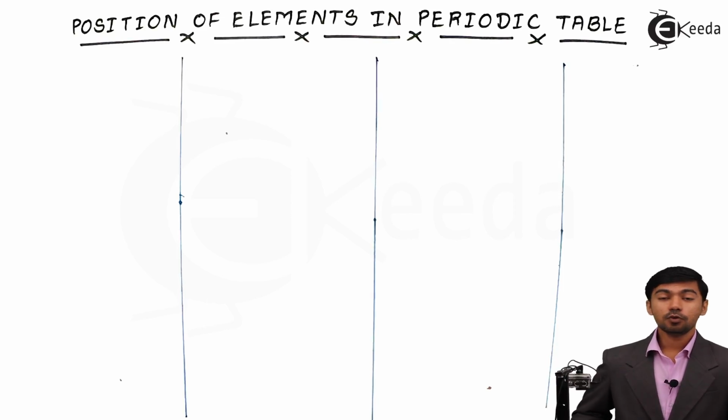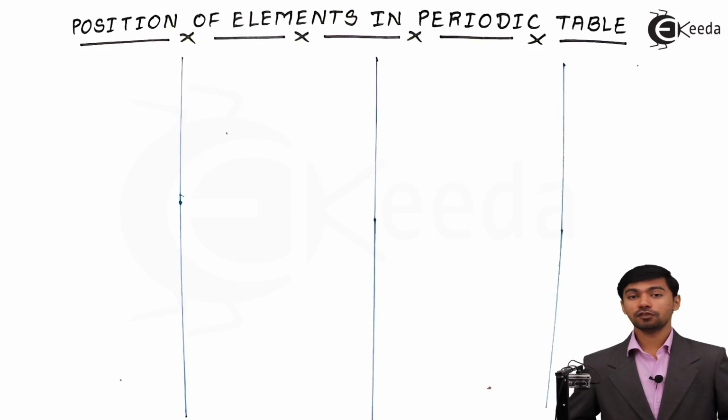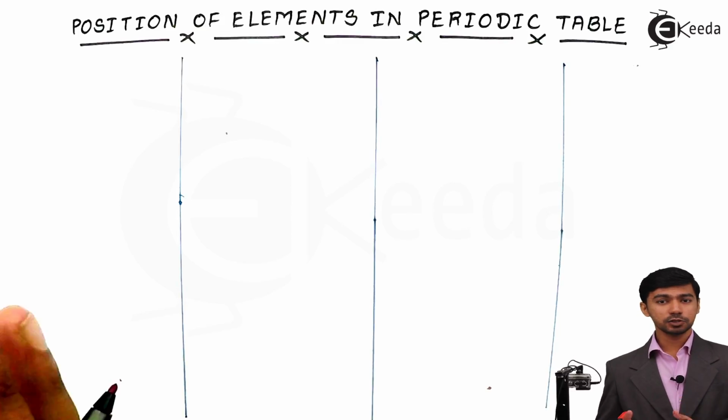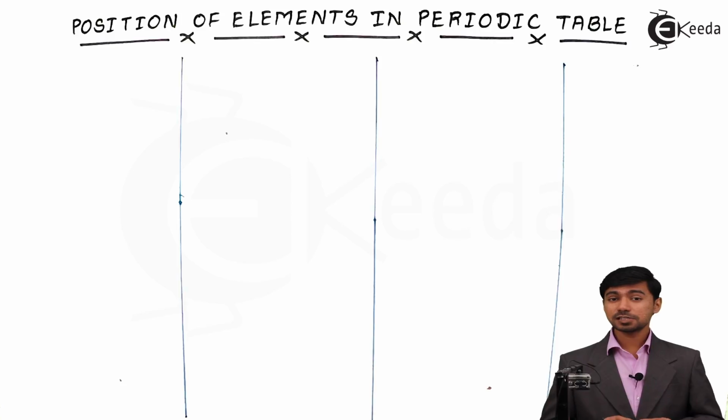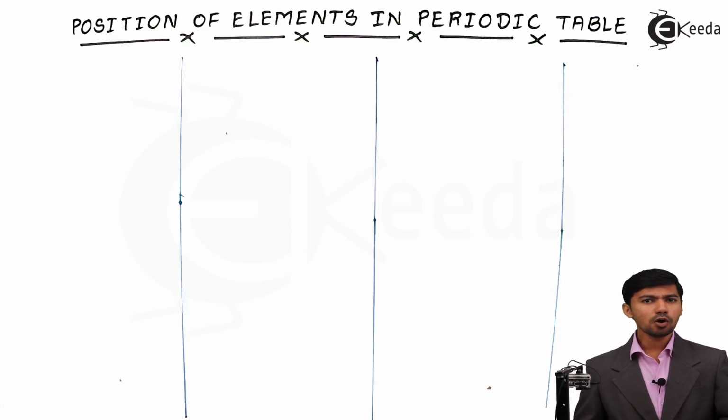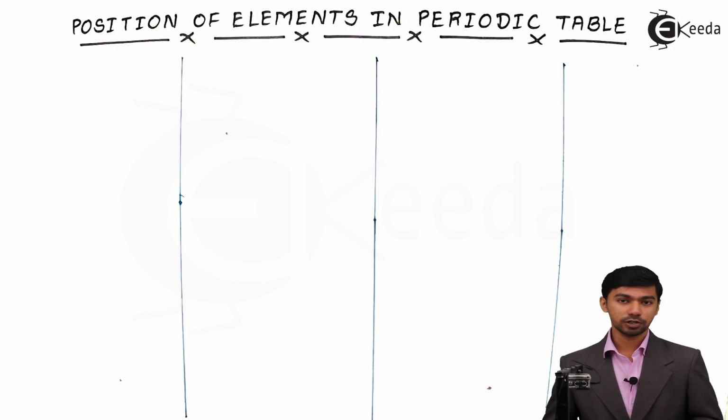Hello everyone. Now we are going to see about the position of different elements in the periodic table. We have studied what the periodic table stands for and how the elements are arranged, but just by knowing the electronic configuration of any element, how can we predict the position of that particular element in the periodic table? That we are going to see right now.